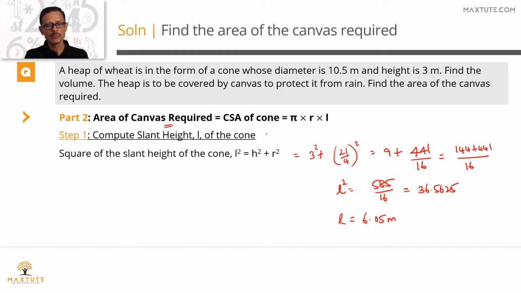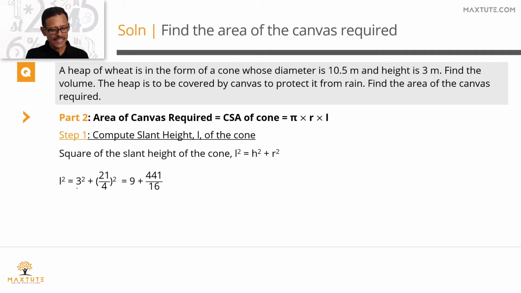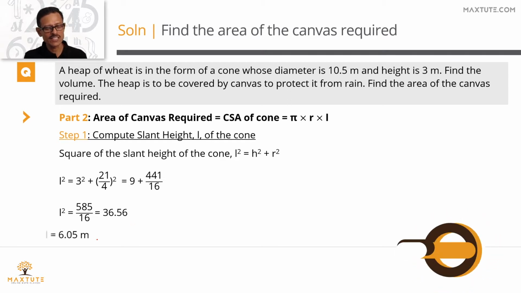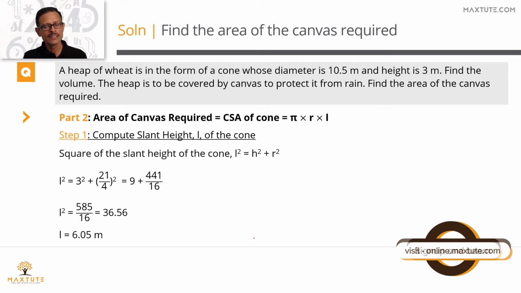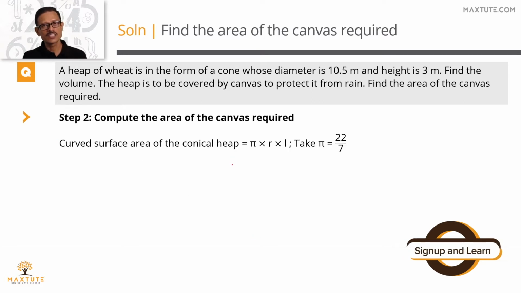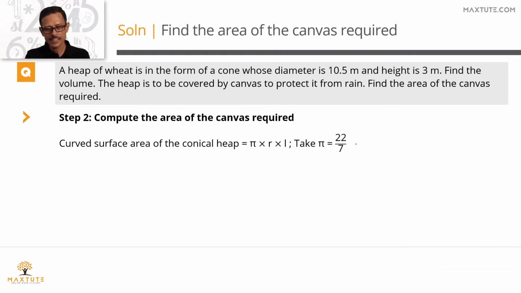Let's complete this calculation in a printed form before going on to substituting it in this formula to compute the curved surface area and hence the area of canvas required. So let's find out the value of l in a printed form. Substituting h as 3 and r as 21 by 4, we get an answer which is 585 by 16, which is 36.56. If l square is 36.56, l is equal to 6.05 meters. Step 2 is actually computing the curved surface area of this cone and therefore the area of the canvas required. Curved surface area is pi r l. Take pi to be equal to 22 by 7. So 22 by 7 into r which is 21 by 4. We computed the value of slant height to be equal to 6.05.